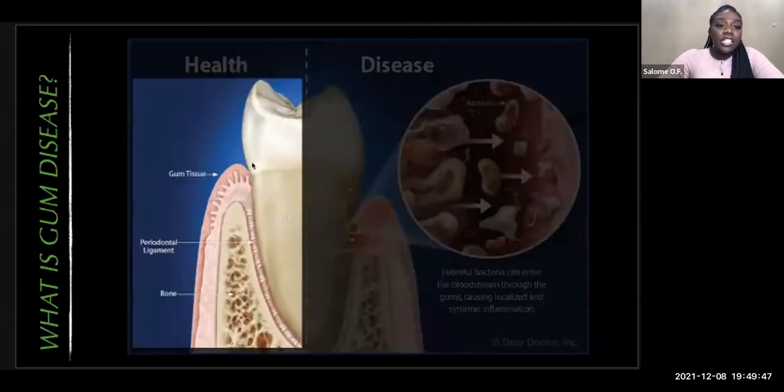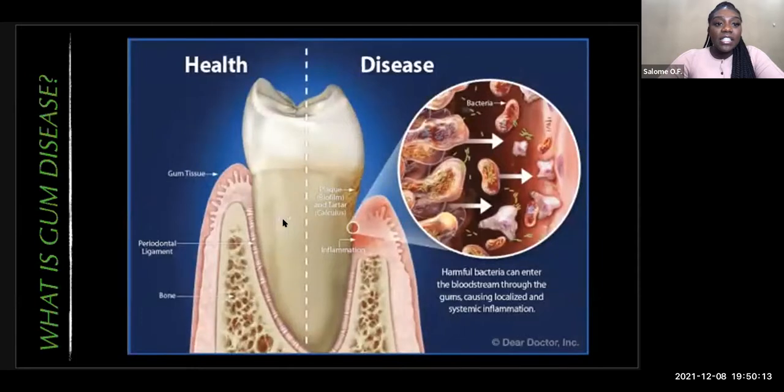If you see here in this picture, I have a picture showing you how your teeth should look in health. You have the gum tissue, which is very nice and pink, and then you have the bone. The bone structure is nicely supporting the tooth. There's no reduction of it. The gums are clean and there's nothing going on here. This is what we consider health.